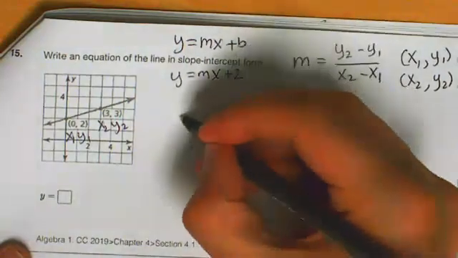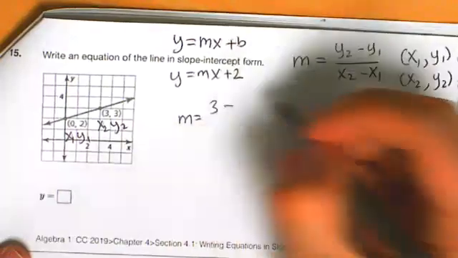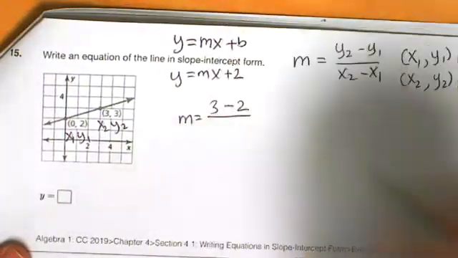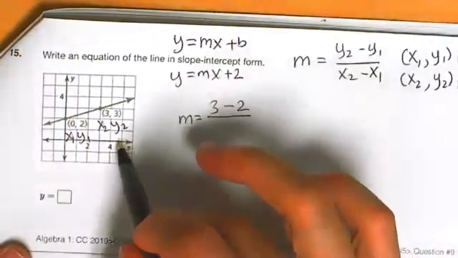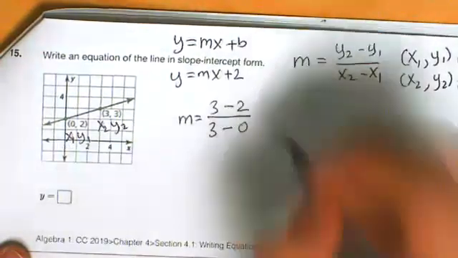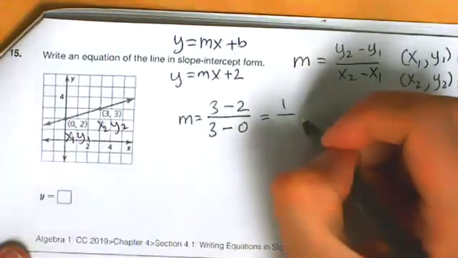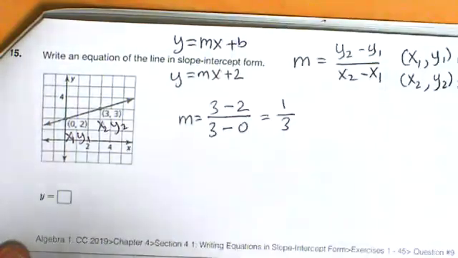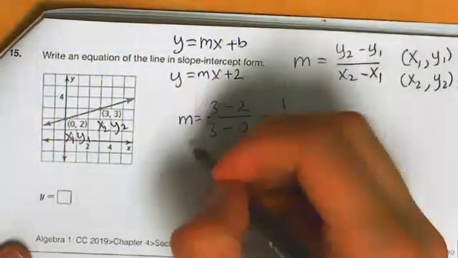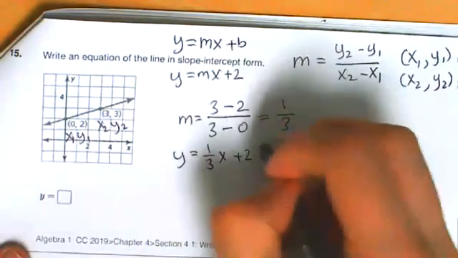Now, when we plug this into our slope, we get m. Our y2 is a 3, and our y1 is a 2. If we go to the bottom, our x2 is also 3, and our x1 is 0. 3 minus 2 is 1, and 3 minus 0 is 3. Therefore, our slope is 1/3. And as a consequence, we have y equals 1/3 x plus 2.